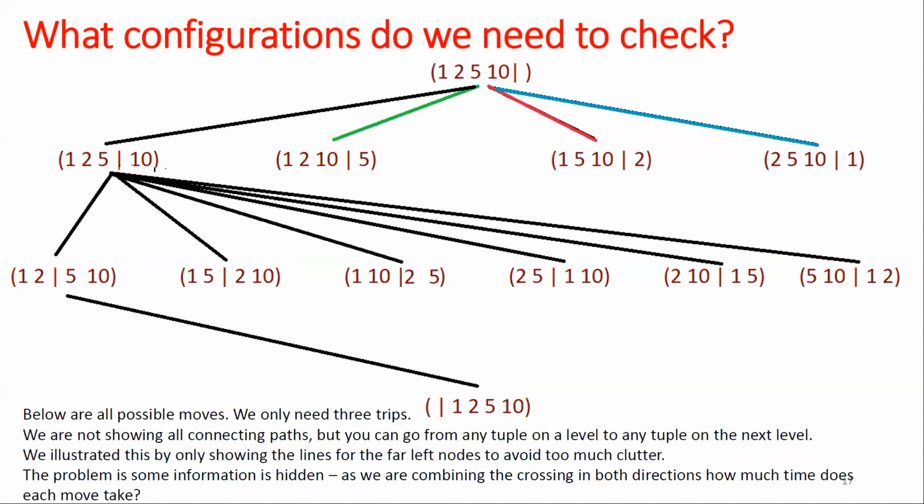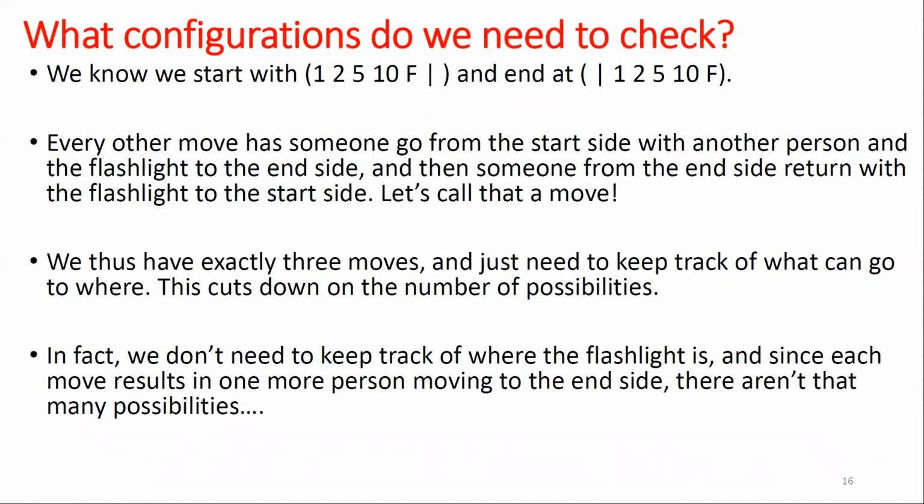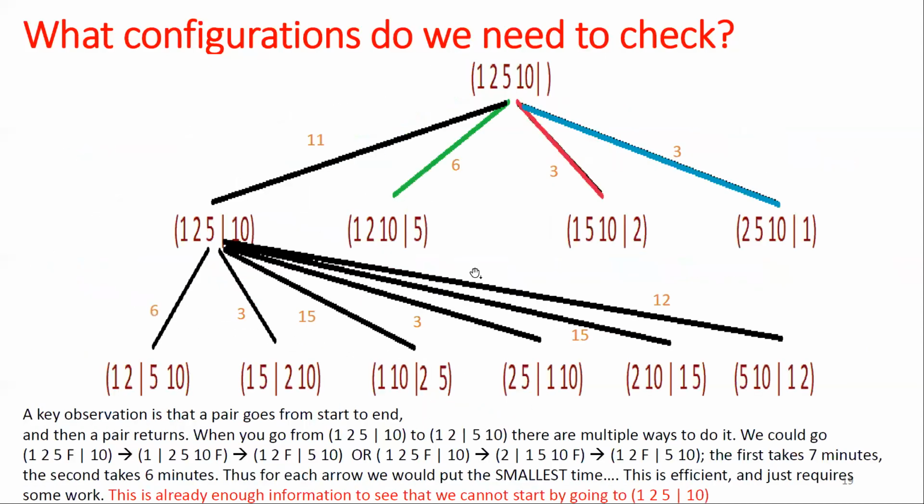And so that's a much better way of doing this. And so we've cut it down to exactly 3 moves. Did I go the right direction? That went the wrong direction. So over here, this is the fastest way to get there. So 11 minutes. 15 minutes.